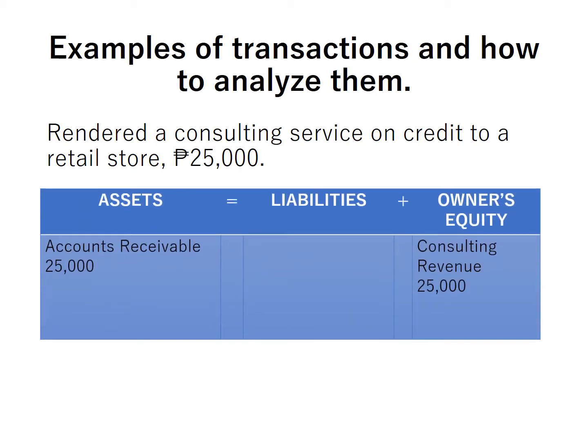Next transaction, the business rendered a consulting service on credit to a retail store amounting to 25,000 pesos. What are the accounts affected? The first account affected is accounts receivable because the business rendered a consulting service on credit, so meaning to say there's a collectible. The other account affected is consulting revenue. The business completed a consulting service, so there's an income.